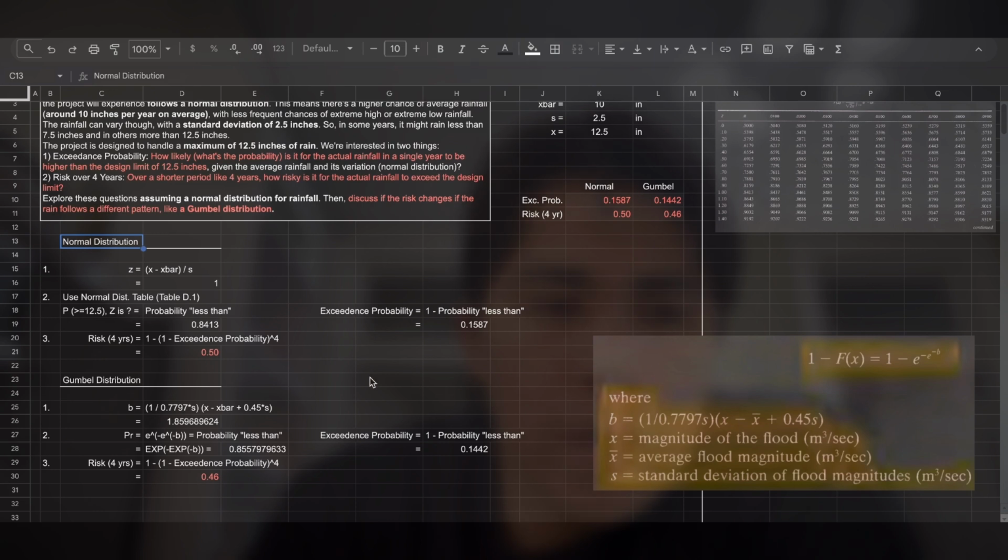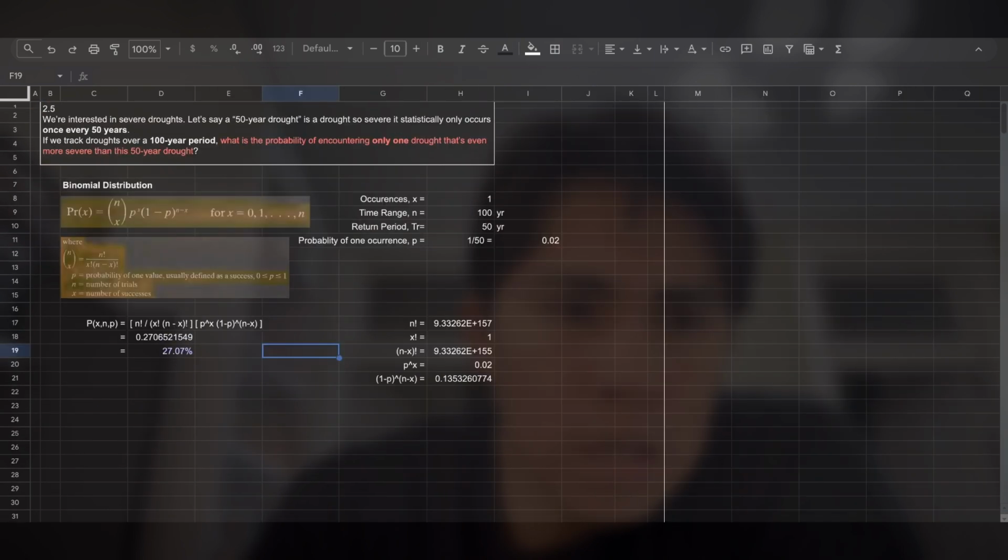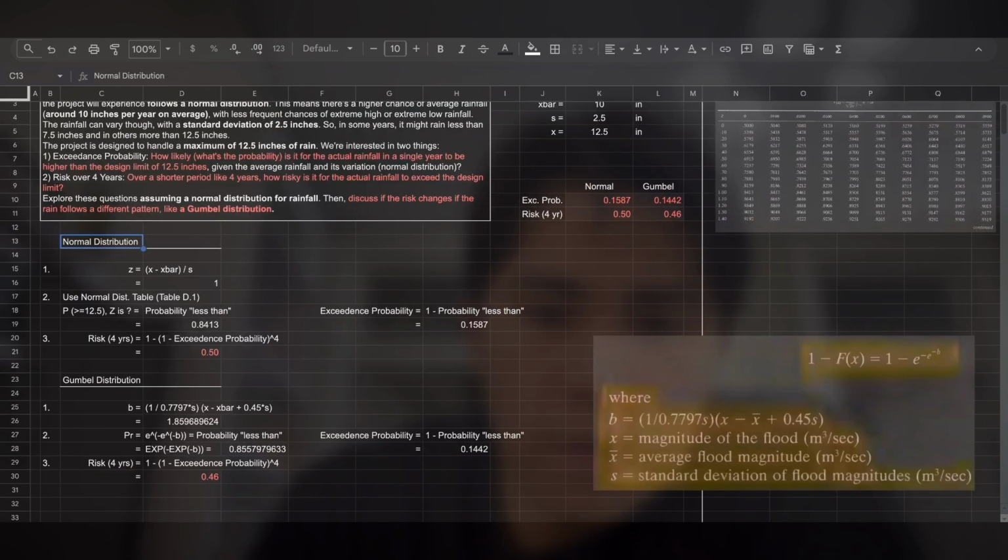So we covered Gumbel distribution. What was the other one? And binomial distribution. And then in the third video, we introduced the normal distribution. So this will be the third out of four distributions that we covered so far. And again, you just need to get familiar with how to use each one of these distributions.